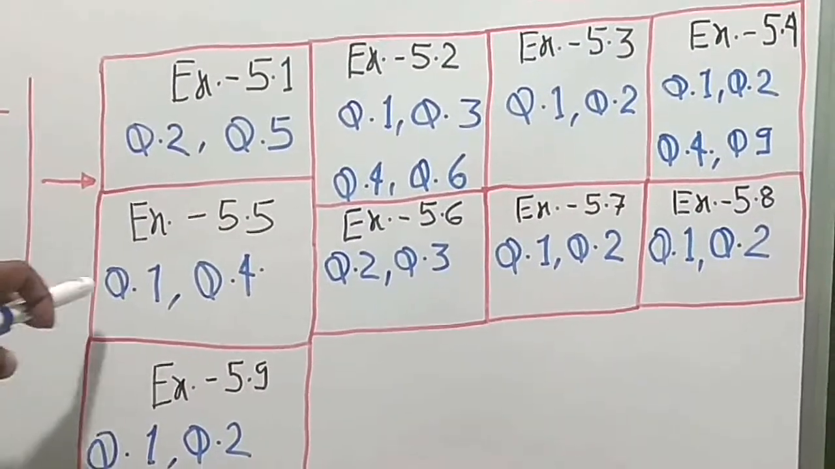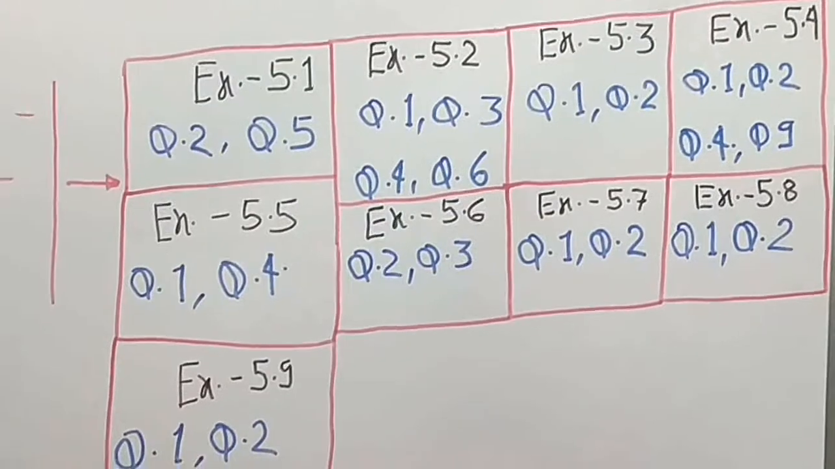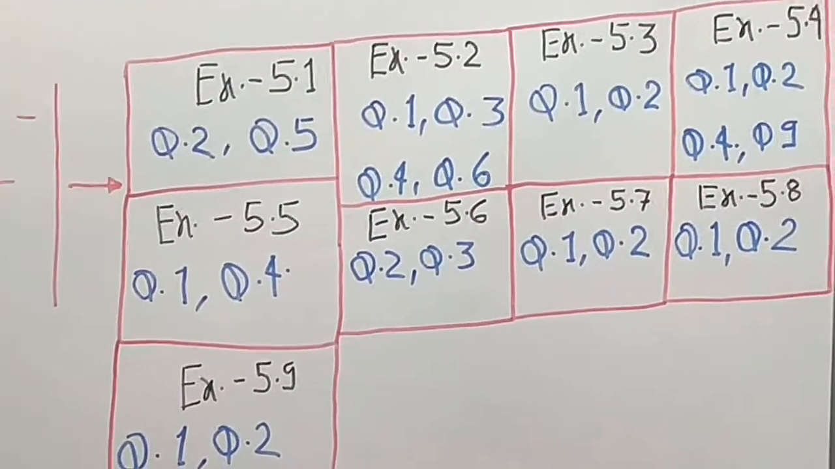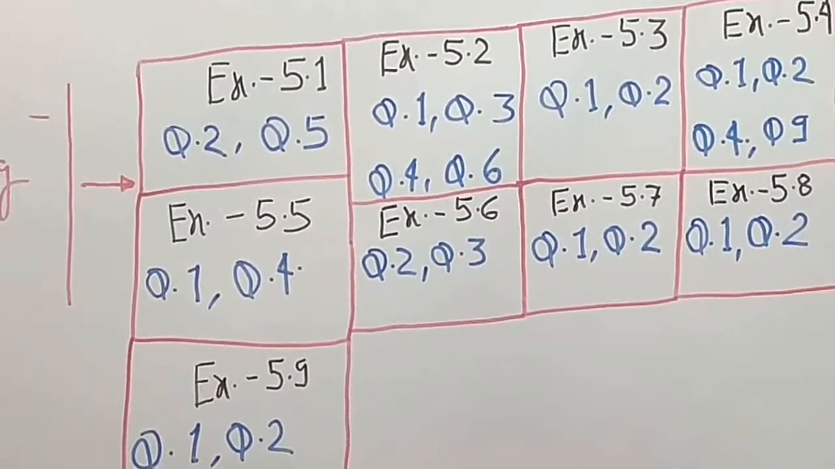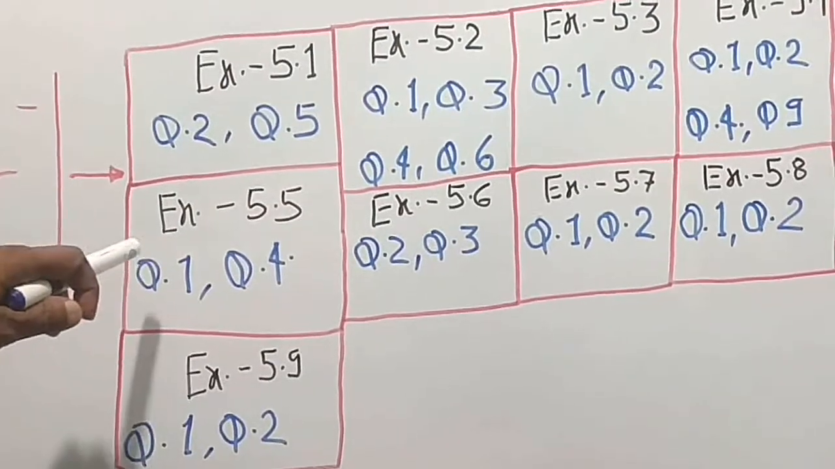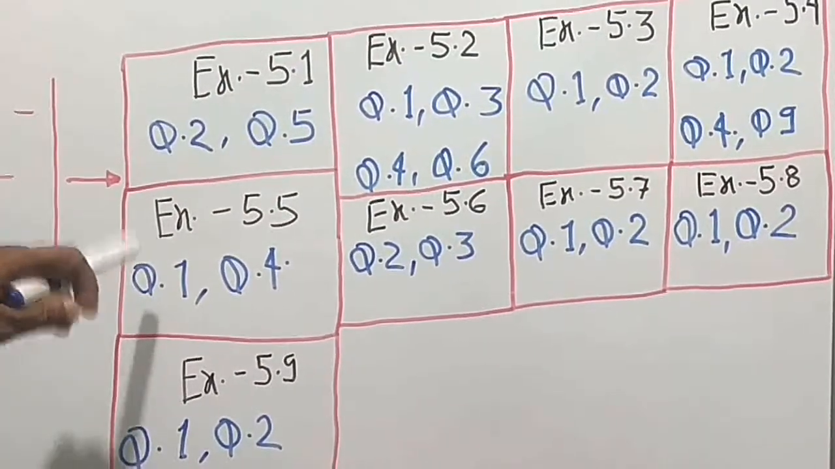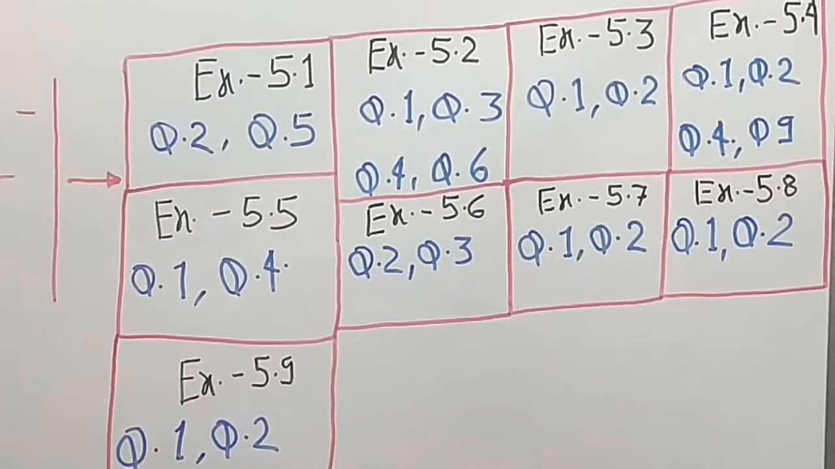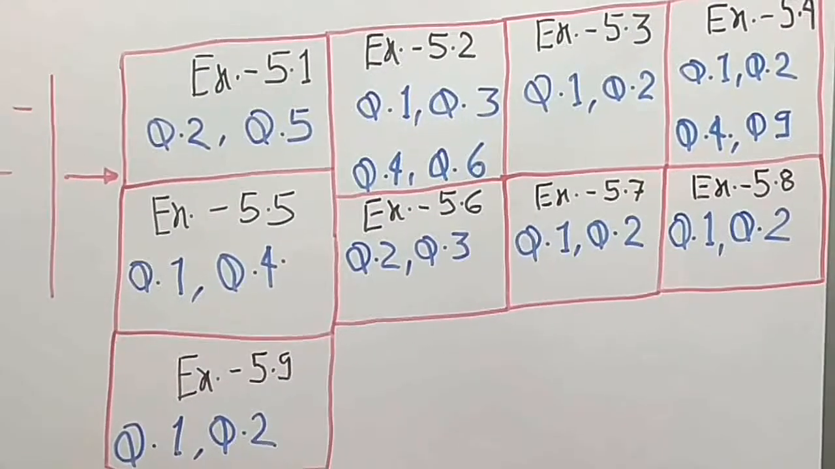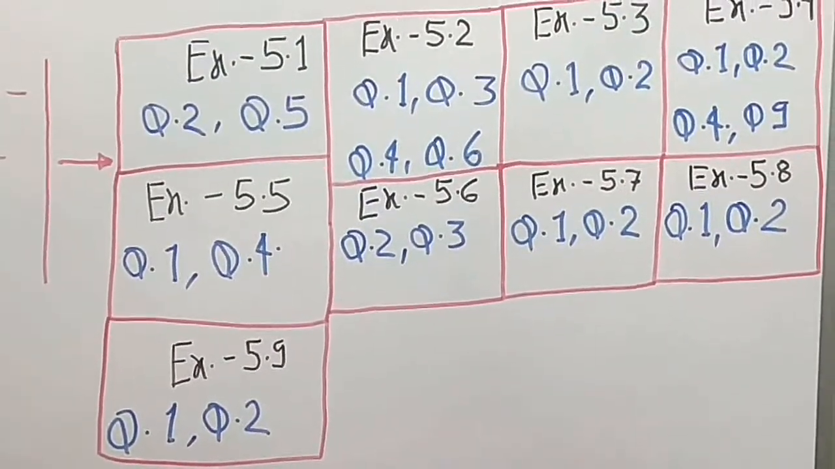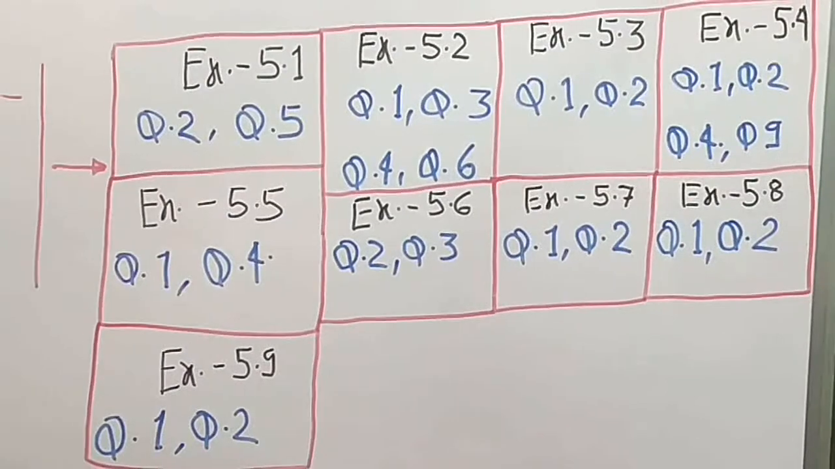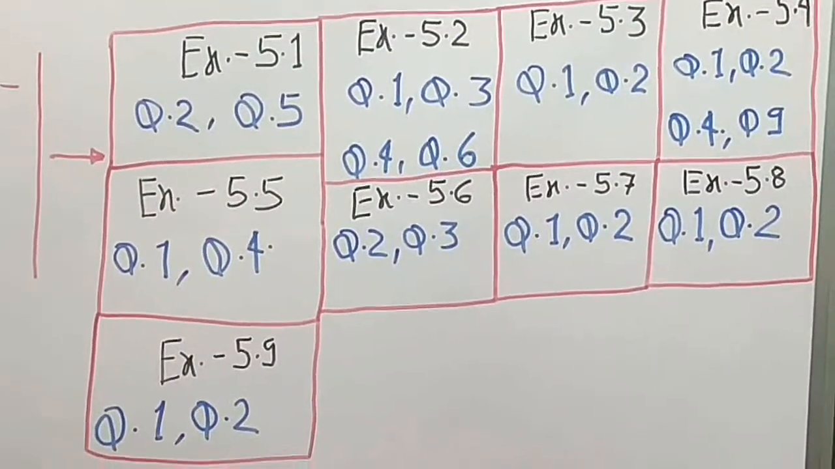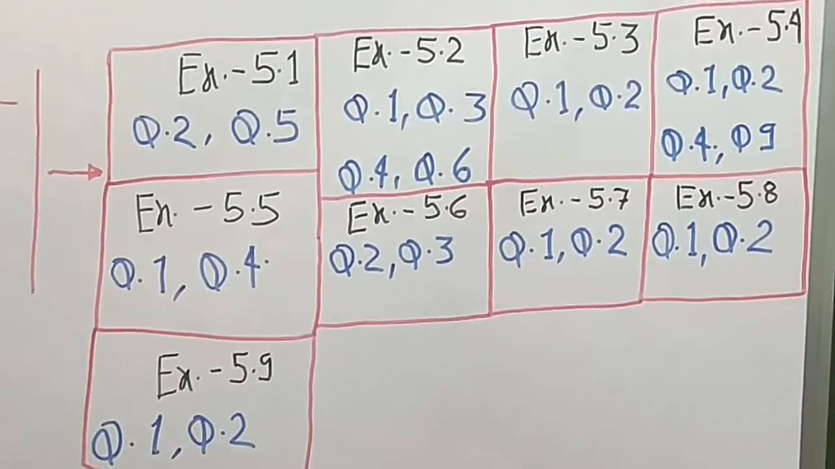Exercise 5.5, question 1 and question 4 are the important questions. Question 1 is: which of the following are models for the perpendicular lines. So the concept of perpendicular lines you read from the notes. Question 4 is also based on our concept of perpendicular lines, in which one figure is given and some questions are asked on the basis of this.